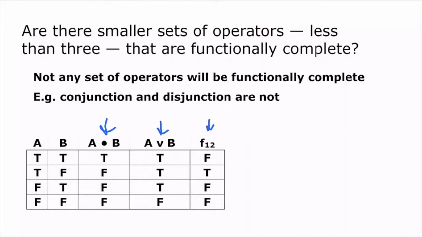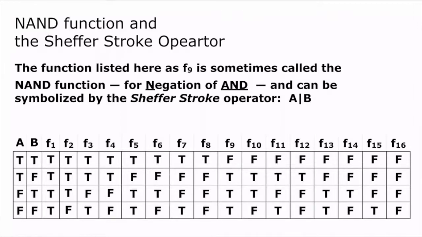One way to see that is to notice that conjunction and disjunction have a certain feature. When both inputs are true, they output true, which means that you can recursively embed conjunction and disjunction with each other all you want. Row 1 is always going to come out true, because no matter how complicated that function is, the components, if they're only conjunctions and disjunctions, are all going to be true on that top row, because these atomic statements are true on the top row. So you'll never be able to recapture F12, for example. This is just one way to see that not any set of operators is going to be functionally complete. Conjunction and inclusive disjunction aren't. Well, there is a smaller set, though, and that is the NAND function, which is here in F9.